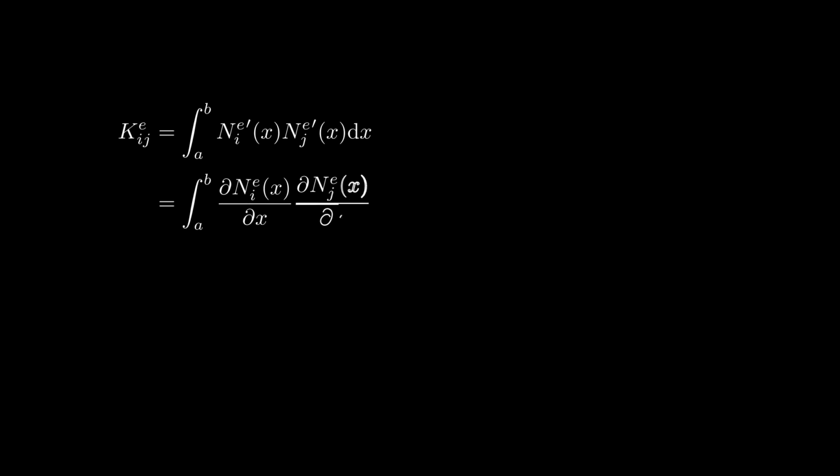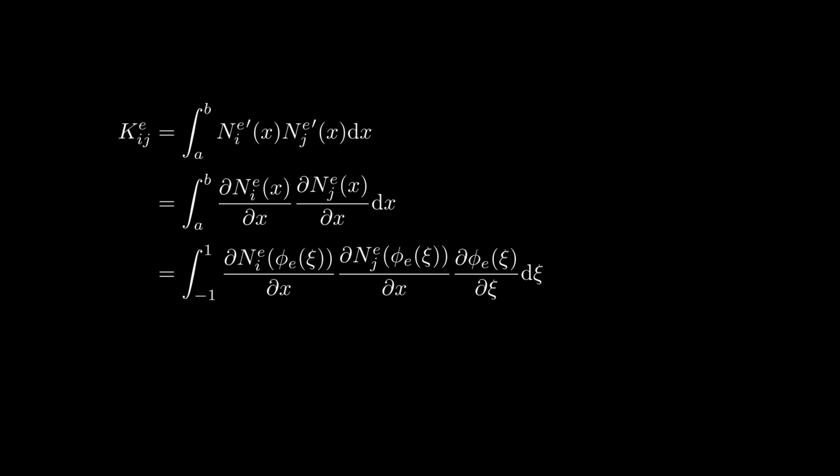So let's apply integration by substitution to the formula for the element matrices Ke. First, we expand the shape function derivatives to explicitly state that the derivatives are with respect to x. Then we apply integration by substitution. With the previously derived relation between the shape function derivatives on the actual element and the shape function derivatives on the reference element, we finally arrive at this expression.